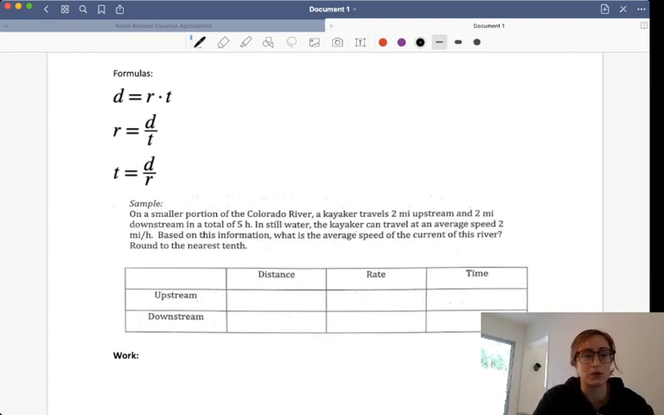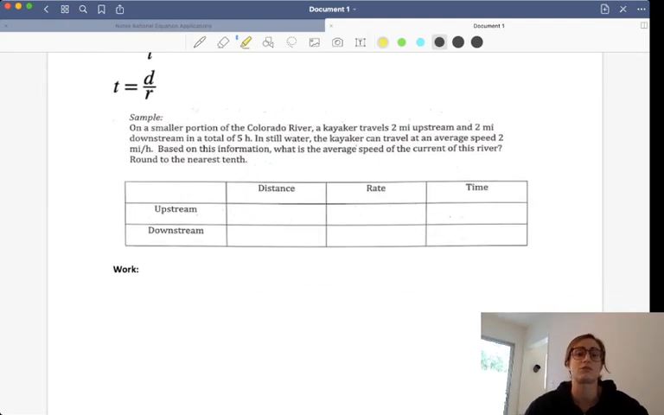Okay, but always with word problems, we want to start by thinking about what we're actually trying to find and what the information they gave us is. So here I gave you some helpful formulas that I'll show you why we need them after we read the problem. So here's a few things we're going to need to know. The 3 units that we're given are going to be either distance, rate, or time. So the first important thing we're given, 2 miles upstream and 2 miles downstream.